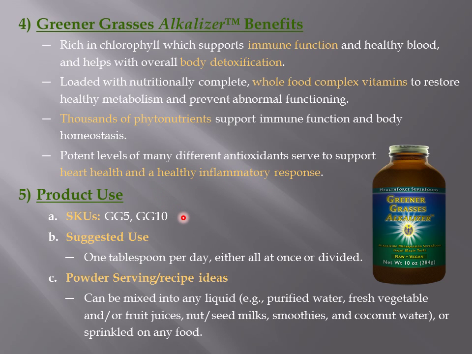And then finally, let's just discuss a little bit of information on how to use the product. First, we have two different sizes available, a 5-ounce bottle and a 10-ounce bottle. And we suggest 1 tablespoon of product per day. You can take that either all at once or divide it up in multiple doses throughout the day. You can mix this product into really any liquid: purified water, fresh vegetable or fruit juices, nut and seed milks, smoothies, coconut water, etc. Probably wouldn't want to put it in anything hot. That would damage some of the vitamins and other heat-sensitive nutrients. So keep it in something room temperature or cold. And you can also sprinkle Greener Grasses on any food.